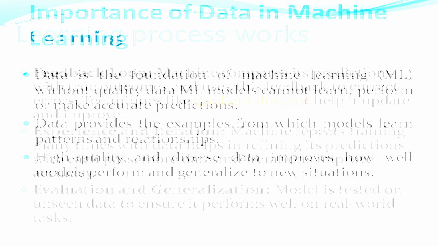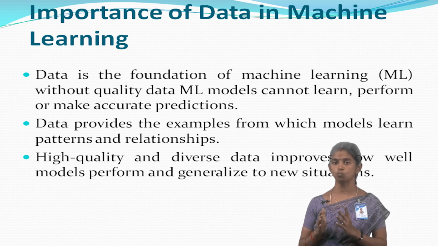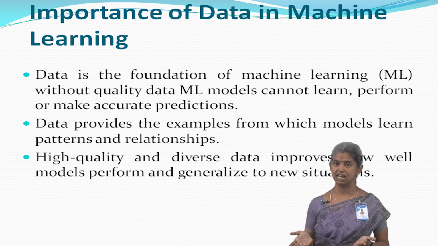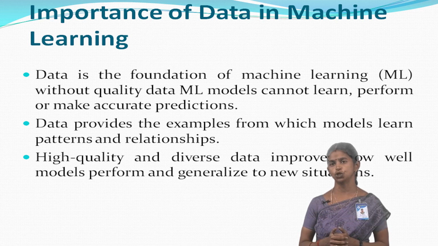What is the importance of data in machine learning? Data is the foundation of machine learning. Without quality data, ML models cannot learn or make accurate predictions. Data provides the examples from which models learn patterns and their relationships. High quality and diverse data improves how well models perform and generalize to new situations.